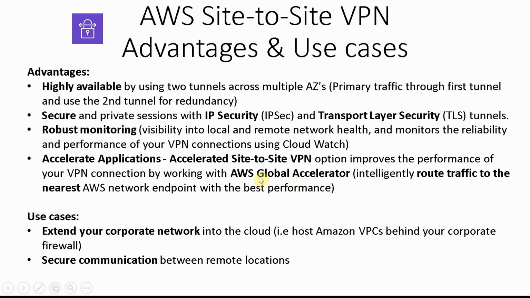This AWS Global Accelerator is nothing but intelligently routing the traffic to the nearest AWS endpoint. Especially when you need an accelerated setup, internally it uses AWS Global Accelerator, and it will intelligently identify how to route the traffic faster than the normal version.